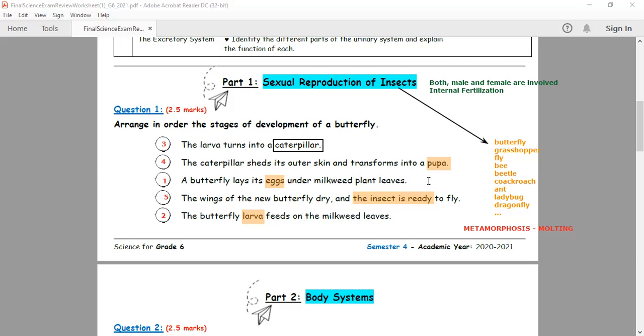Same idea for the insect. Their exoskeleton doesn't grow while the insect is growing, so they need to molt. They change their exoskeleton. You will have this in the exam: molting is shedding.